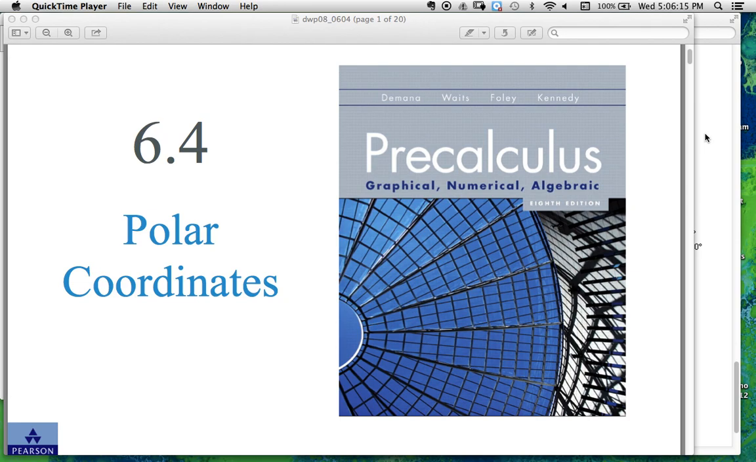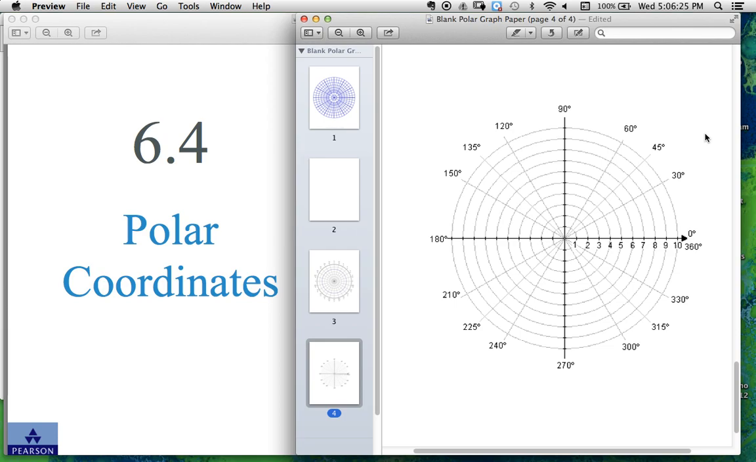So polar coordinates are a method of locating points in space that's different from the more usual rectangular coordinates. We're used to plotting points with x and y values in a rectangular or square array. Polar coordinates are a circular array, and we locate points based on how far they are from the origin, the radius, and also what angle along which that radius lies.